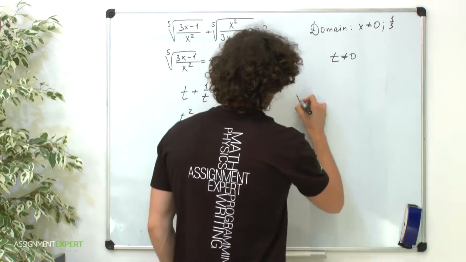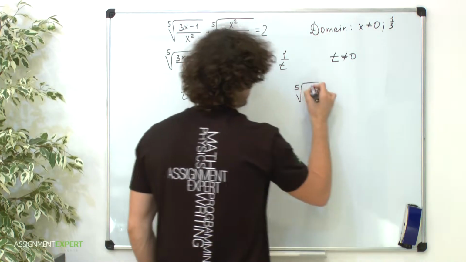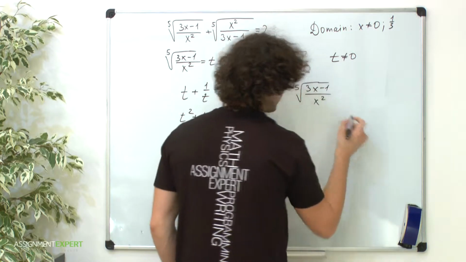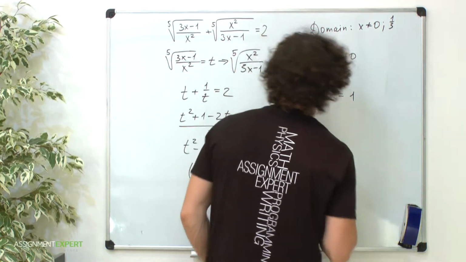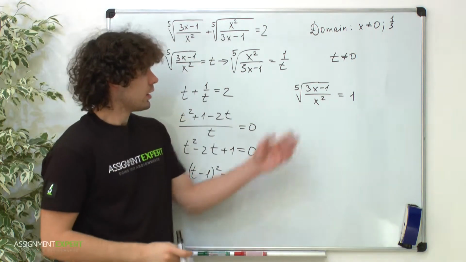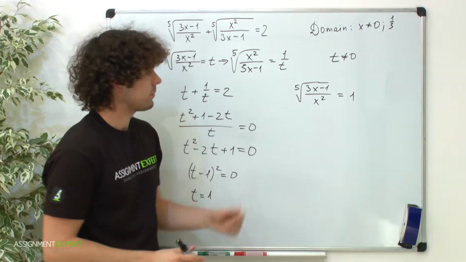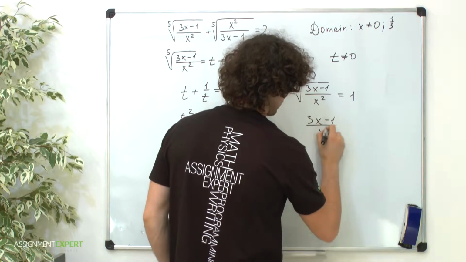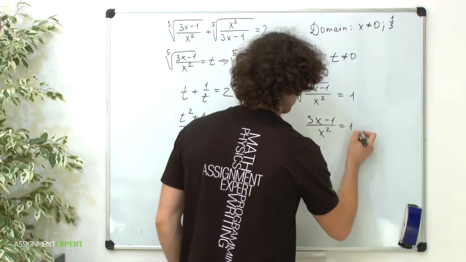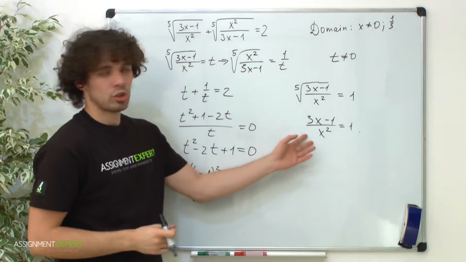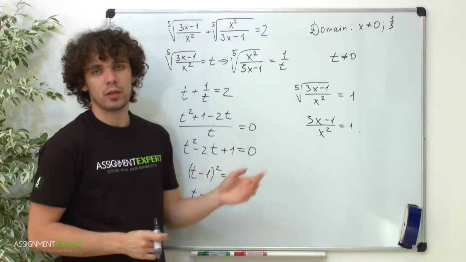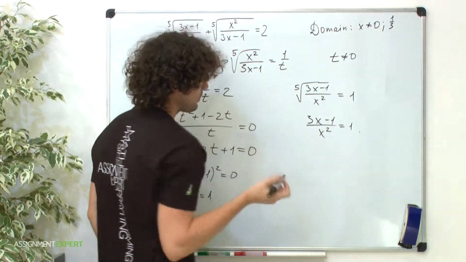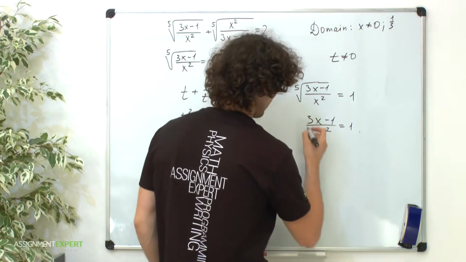The fifth root of 3x minus 1 over x squared equals 1. Let's raise this equation to the fifth power. We get 3x minus 1 over x squared equals 1. Here we should have considered that x squared is not equal to 0, but we already considered this condition when we found our domain. So let's just proceed.